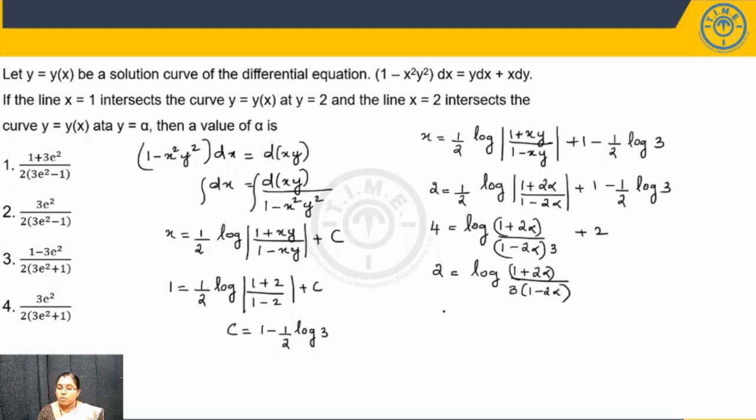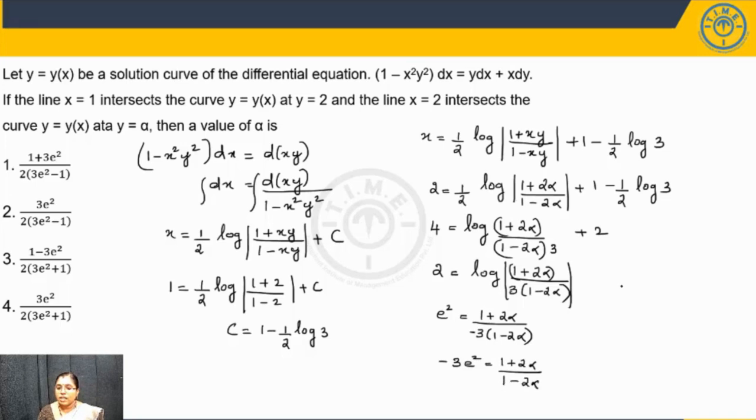So taking e to the power on both sides, e square is equal to (1 plus 2 alpha) by 3 into (1 minus 2 alpha). Remember, since it is modulus, it can be plus or minus e square. So let's take the negative part, because when we try with 3e square, we won't get the options. So let's try with minus 3e square. Since there is a modulus, I'm taking the negative part, and that's why I have a negative here. So minus 3e square is equal to (1 plus 2 alpha) by (1 minus 2 alpha).